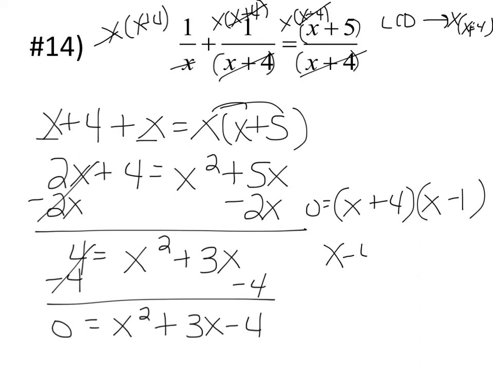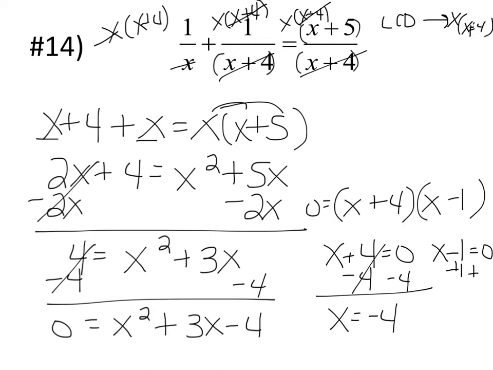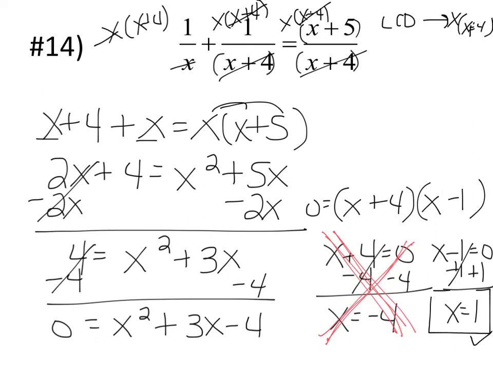So you have x plus 4 equals 0 and x minus 1 equals 0. Subtract 4 from both sides. You get x equals negative 4. Over here, add 1 to both sides. You get x equals 1. If I plug negative 4 in, negative 4 is fine here. But here, negative 4 plus 4 is 0. So this one does not work. Let's try 1. This gives me 1. This gives me 5. This gives me 5. 1 is okay. So 1 is my only solution. And I've checked it.